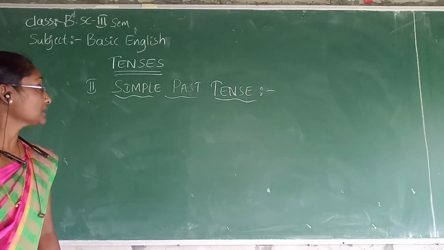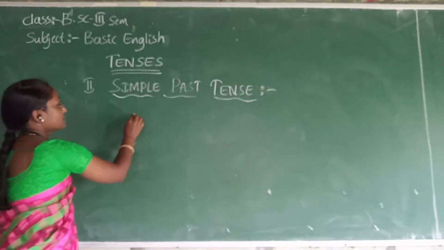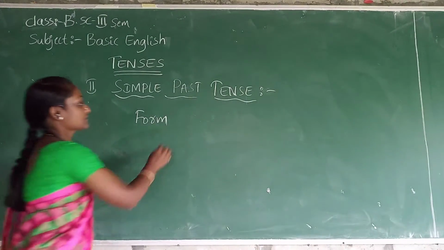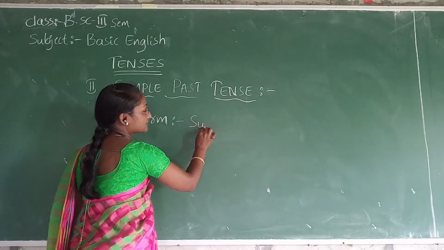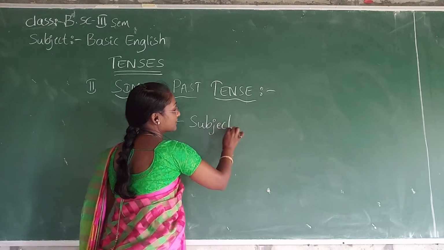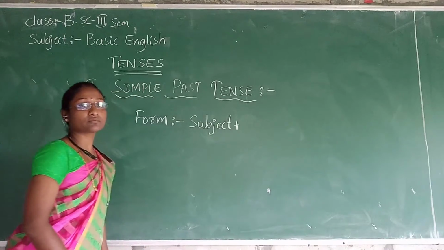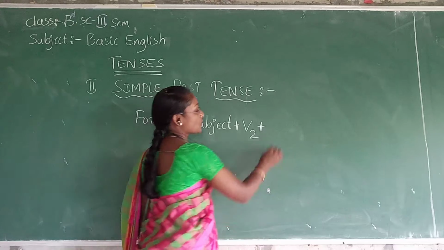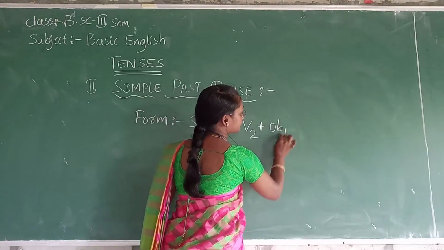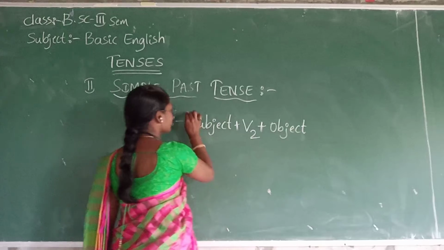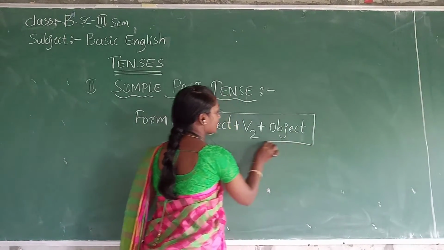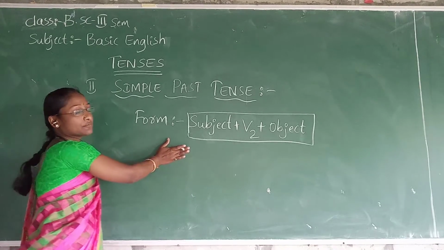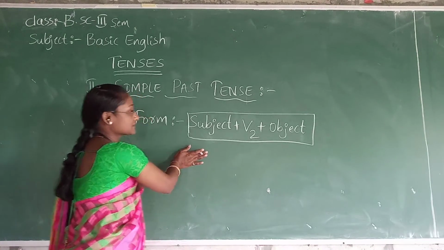There is a form we can use to frame past tense sentences. The form is subject plus verb second form, V2, plus object. With the help of this structure, we can frame past tense sentences.